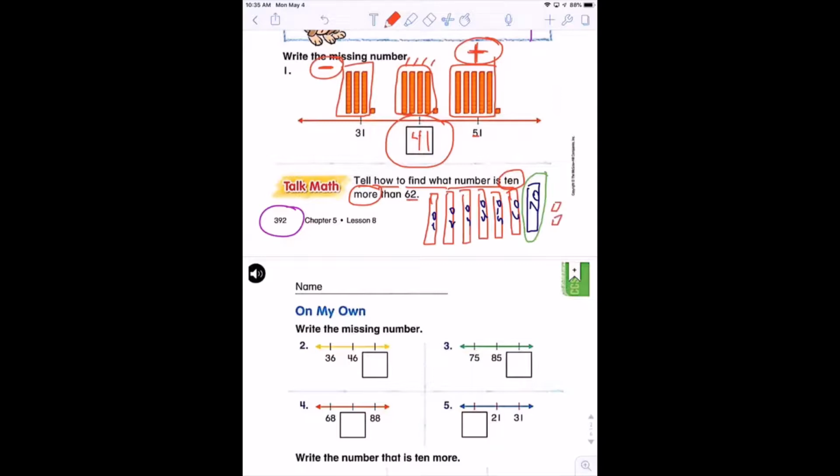Okay, but Shanti gave me another group of 10. So when it's 10 more, you add your other group of 10. When it's 10 less, then you cross out one of your 10s to find the new number.